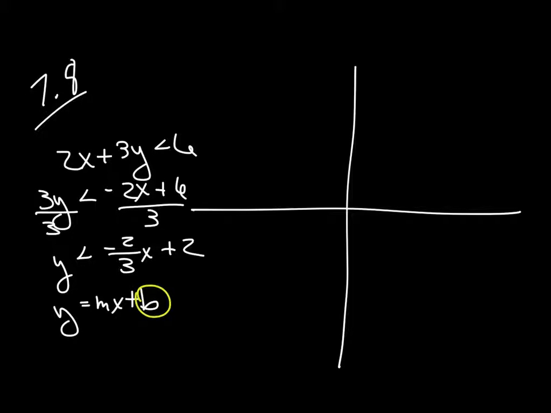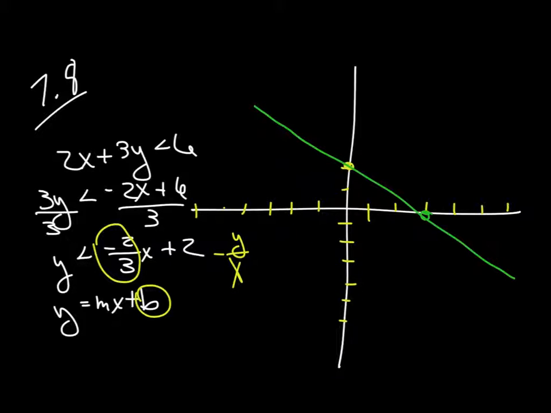Our y-intercept is 2. So 1, 2. There's 1 point. And our slope is negative 2/3. If you remember, we look at our negative 2/3 as y over x. So we are going to go down 2 over 3. For this point there, we're going to draw a line, and because this is a less than sign, not an equal, then it's a dotted line.